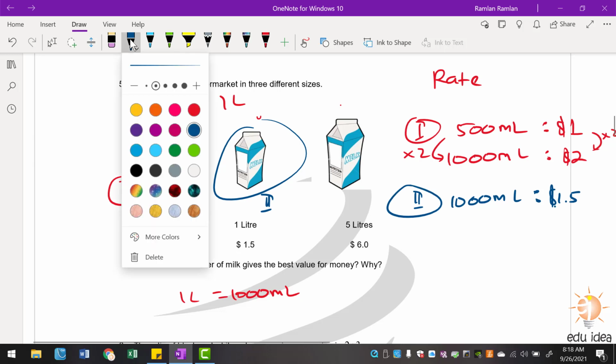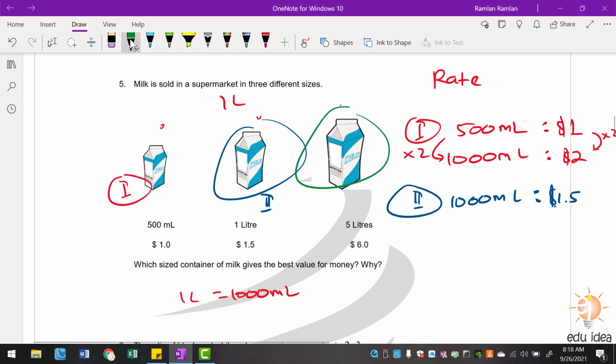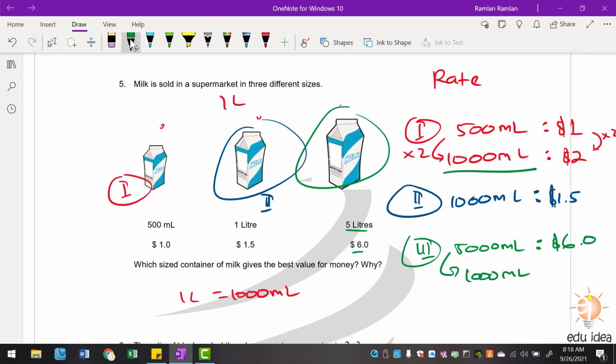Okay, the next one is 5 liters and $6. I'm going to write it down here: 5 liters means 5,000 milliliters, which costs $6. If I want this in 1,000 milliliters again, because we want the same exact volume for each size, we divide by 5, going from 5,000 to 1,000. So you do the same thing, divide $6 by 5, and you get $1.2.